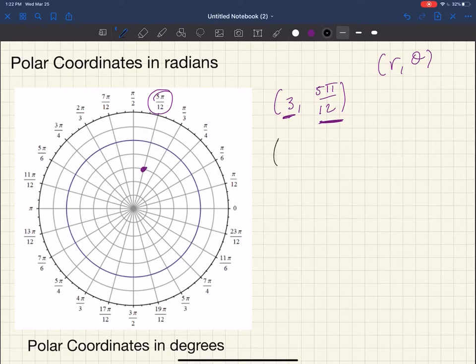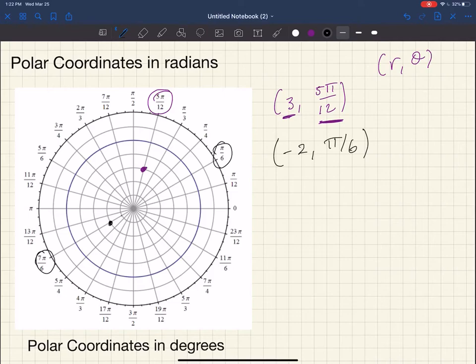Let's look at another example. (-2, π/6). So now we notice that r is negative, so we're going to go in the opposite direction of π/6. π/6 is here. The one on the opposite side is 7π/6. So go 2 units towards 7π/6, which will be here.